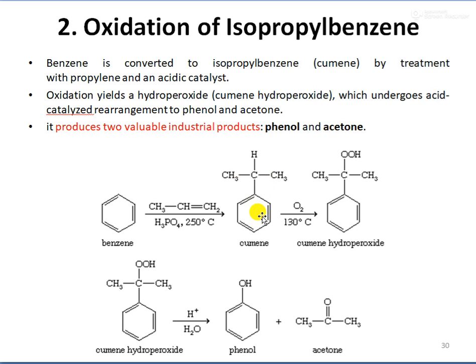And this cumene, when oxidized, gives cumene hydroperoxide, that is a C-O-O-H bond is formed here. This cumene hydroperoxide is hydrolyzed and we get phenol. So this bond breaks and the OH group is substituted at this carbon. So we get phenol and acetone is formed. This part will form the acetone. So in this case we get two valuable industrial products, phenol and acetone.